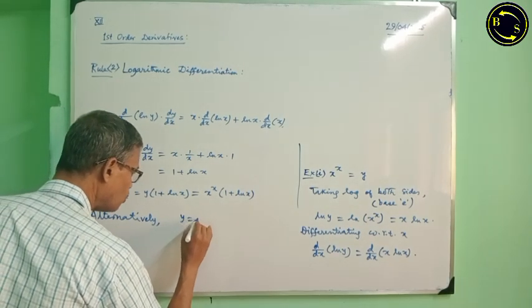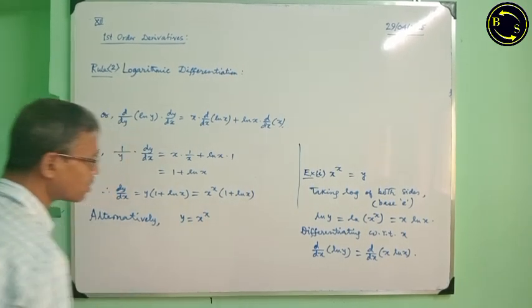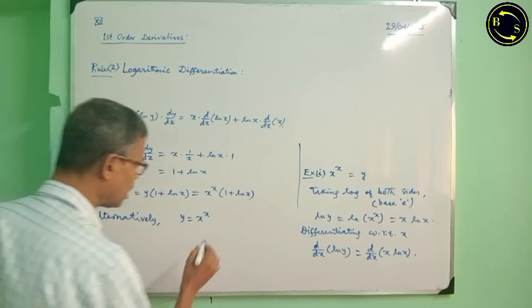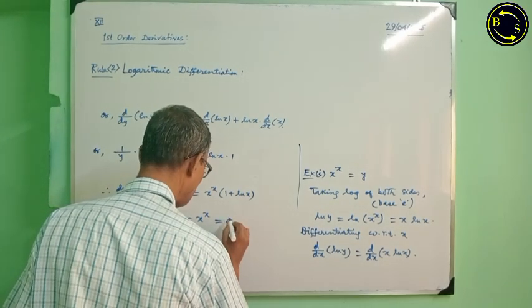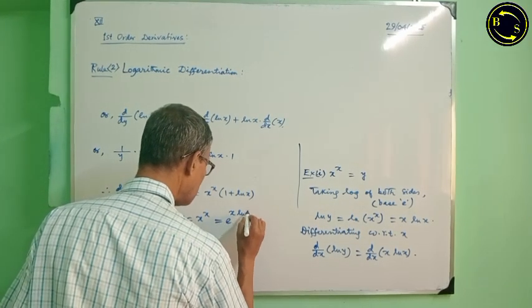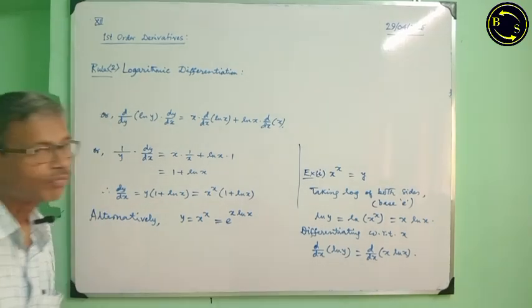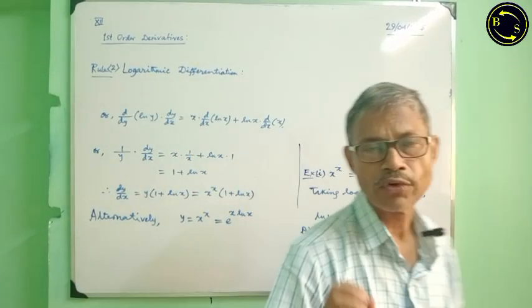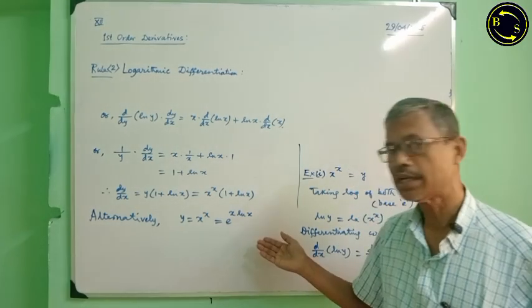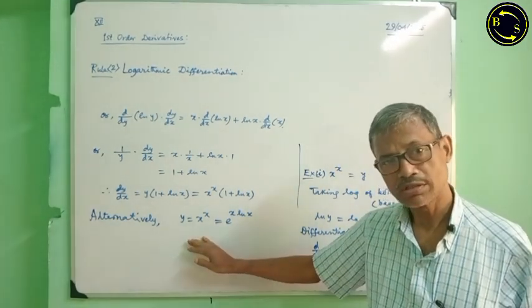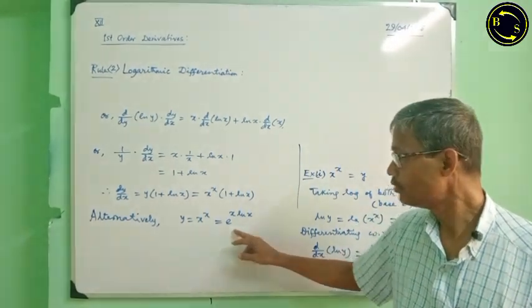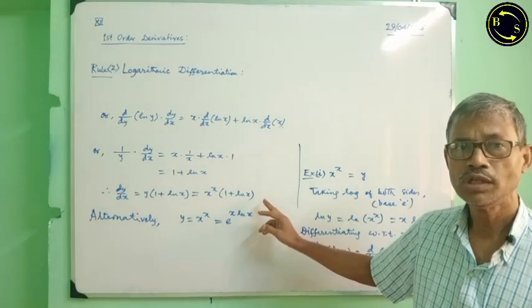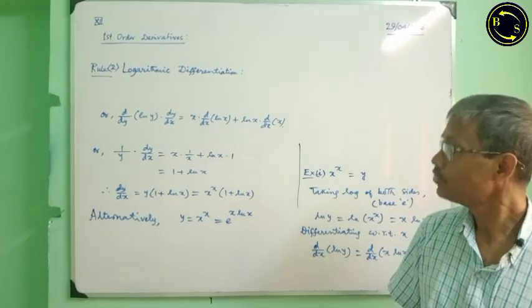y is equal to x to the power x. That can be written as e to the power x log x. While the given function is in short form, not so complicated, we can apply this method also. Now this is of the form e to the power u. We can apply here chain rule.